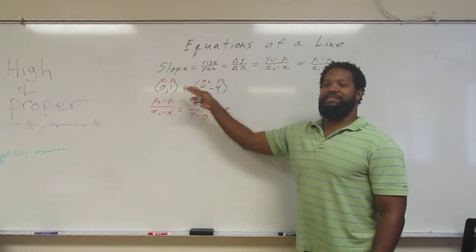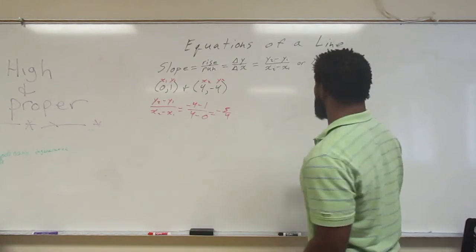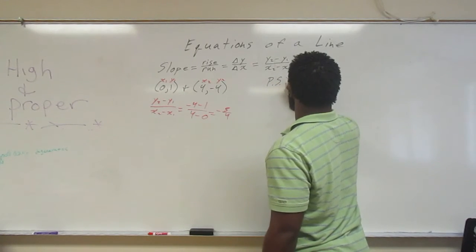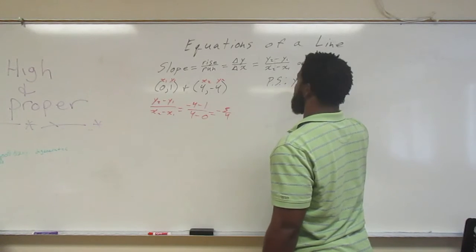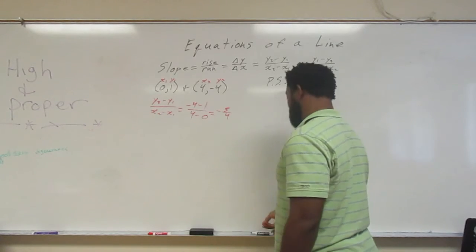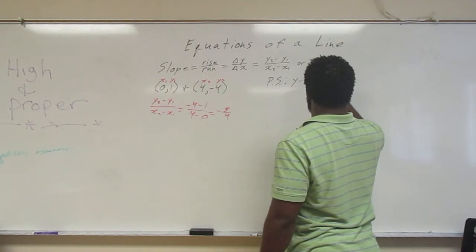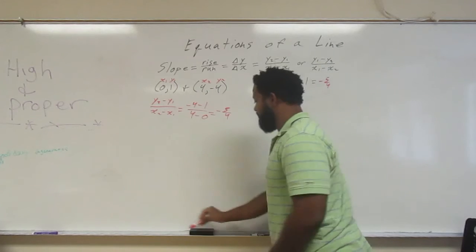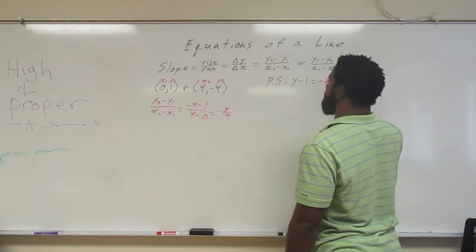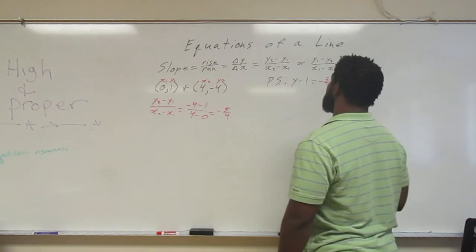All right, so which one of these will be easiest to plug into your point slope? X1, Y1 or X2, Y2? X1, Y1. There we go. So, point slope: y minus, what is our Y1? 1 is equal to -5 over 4 times x minus 0, right?